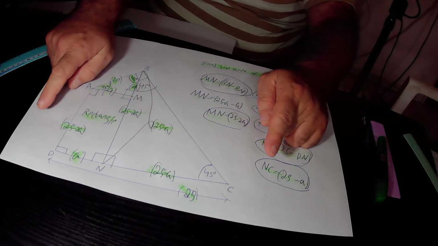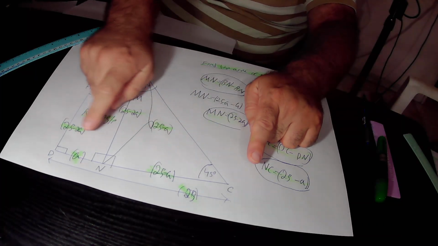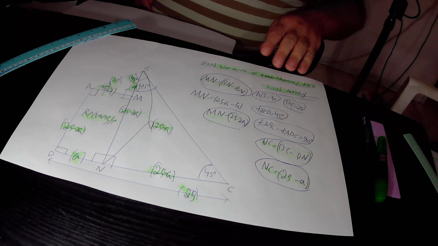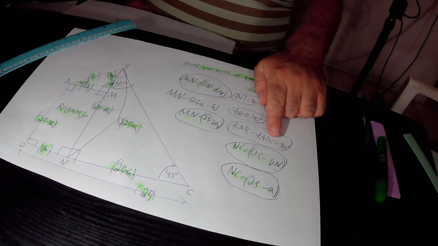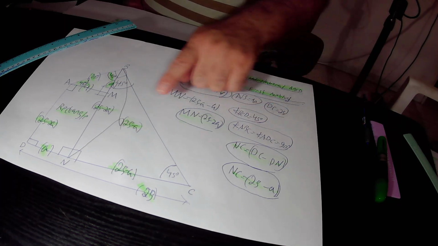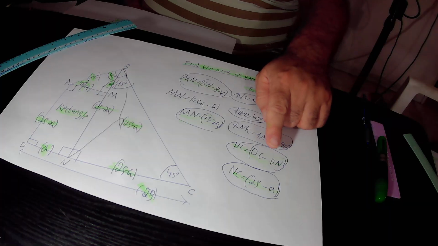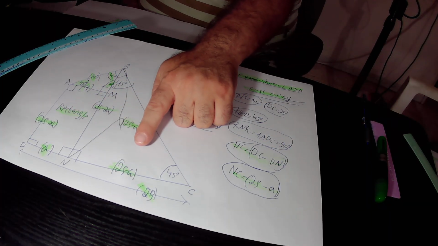NC equals DC minus DN. Repeat again: NC equals DC minus DN. So NC in total equals DC. DC is 25 minus DN. DN is A. So in total NC equals 25 minus A units in its length.